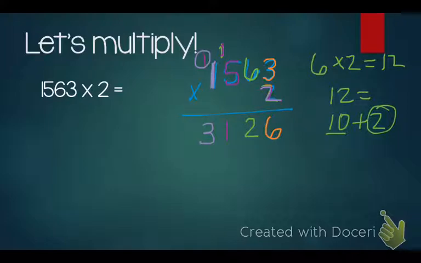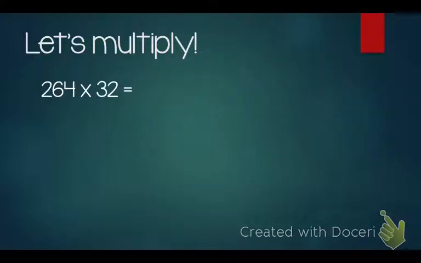And that is how you multiply numbers. You're just going from one digit, multiplying it to that digit in the next number, and you're going to make sure that you get this with every single digit. Let's move on to another example. Let's take a look at this one.